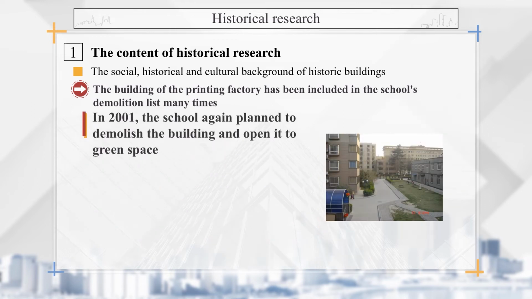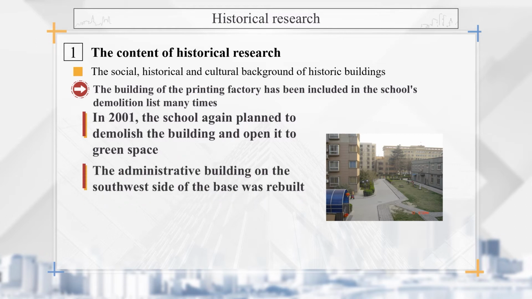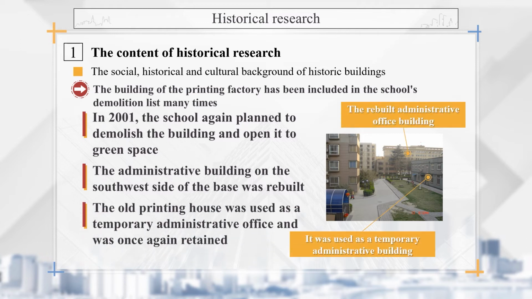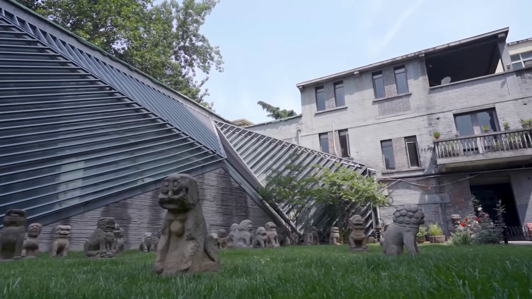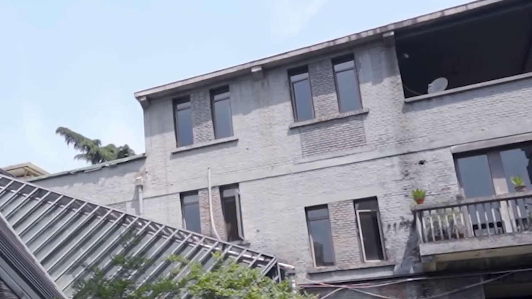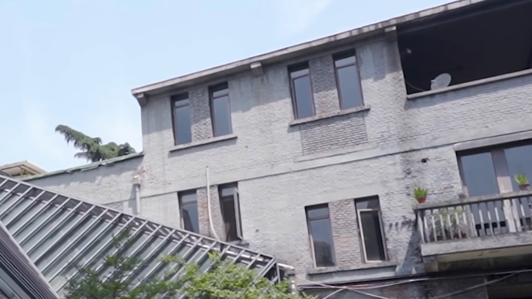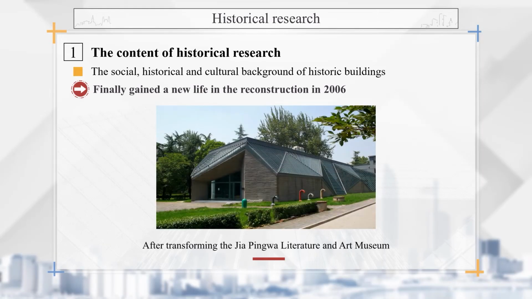In 2001, the school again planned to demolish the building and open it to green space. However, the administrative building on the southwest side of the base was rebuilt, so the old printing house was used as a temporary administrative office and was once again retained. Such a building of great historical significance to the school escaped the fate of being demolished time and time again, and finally gained a new life in the reconstruction in 2006.